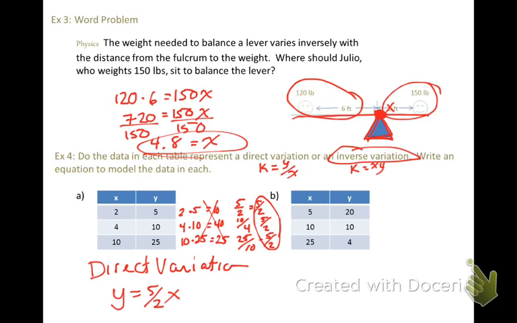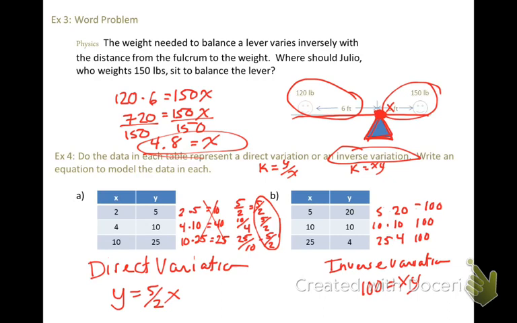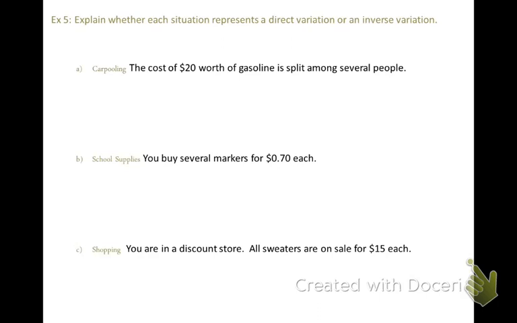Okay, let's try B. You would do 5 times 20, 10 times 10, 25 times 4. That's 100, that's 100, and that's 100. So that's inverse variation. And that would be xy equals 100. All right. Let's see if I have any more for you. Yes, I do. Lots more.